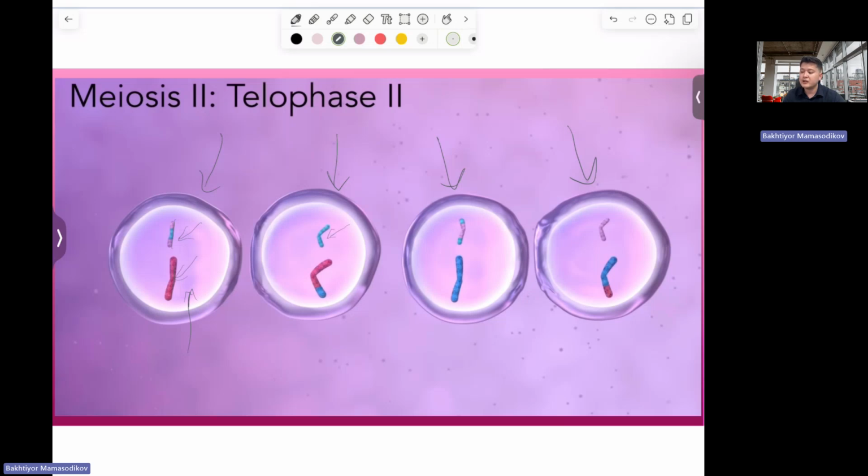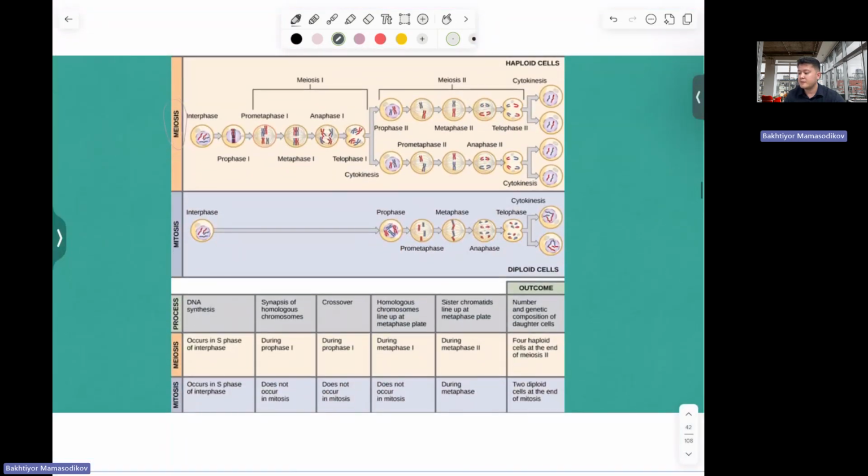And they are genetically unique because they did what? They did the crossing over before. The four cells from the meiosis are genetically unique, okay? So this is the best diagram. DNA synthesis happens in the S phase of interphase in meiosis, and in mitosis as well, in the S phase of interphase, okay?